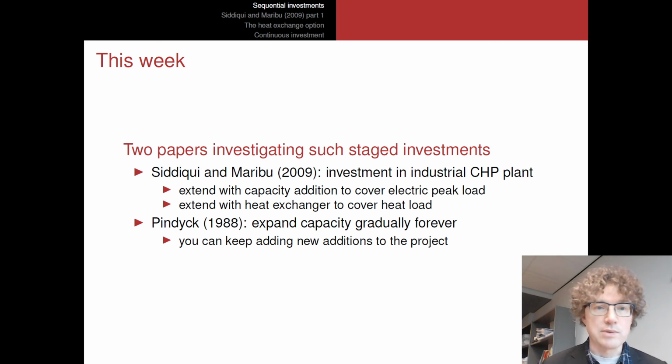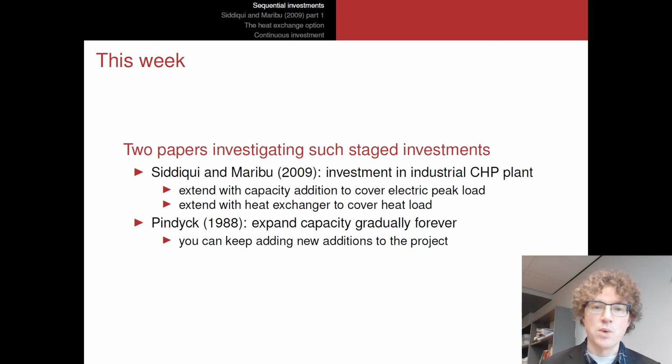So what will we do this week? We'll have a look at the sequential options. So the first one is the paper that we're going to do today, which is this paper by Siddiqui and Marabou. So this is about investment in some industrial CHP, combined heat and power plant. So you can have a look at the paper, of course, but we'll also go into the analysis in some detail. So the idea here is, what's the compound option or what's the sequential option that's involved here?